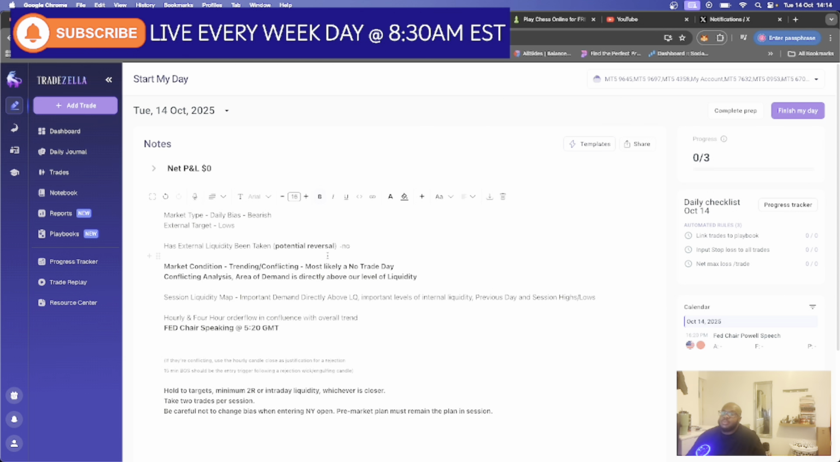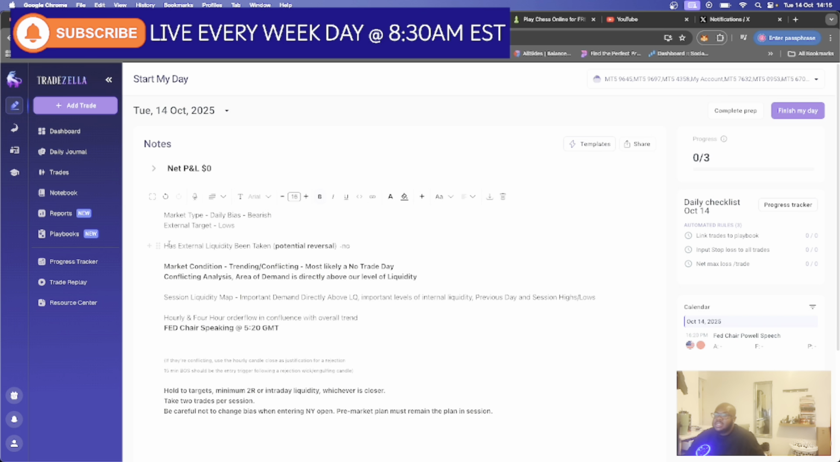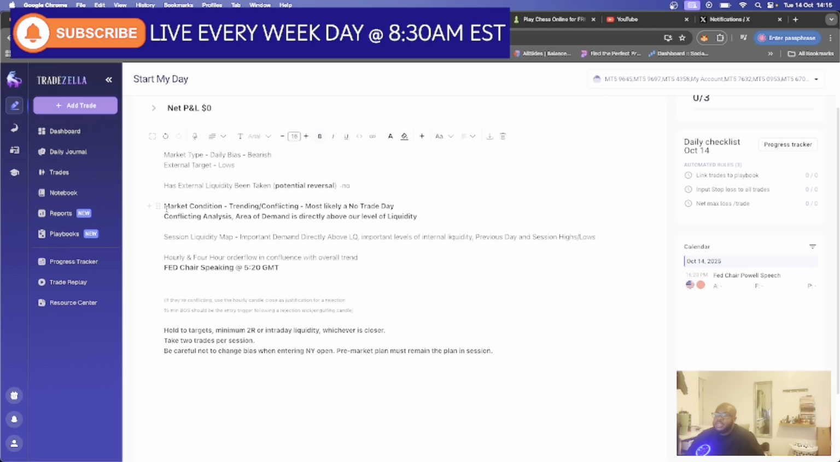We've got about 15 minutes until the market opens. This is our pre-market analysis, just going to fly through it really quickly. So our market type, we're bearish at the moment. We had a major market structure shift on Friday. Yesterday we were trying to buy the market from our level of demand. Has external liquidity been taken? It hasn't. So at the current moment in time, we've got conflicting market conditions. When stuff like this occurs, we most likely don't take a trade on the day.